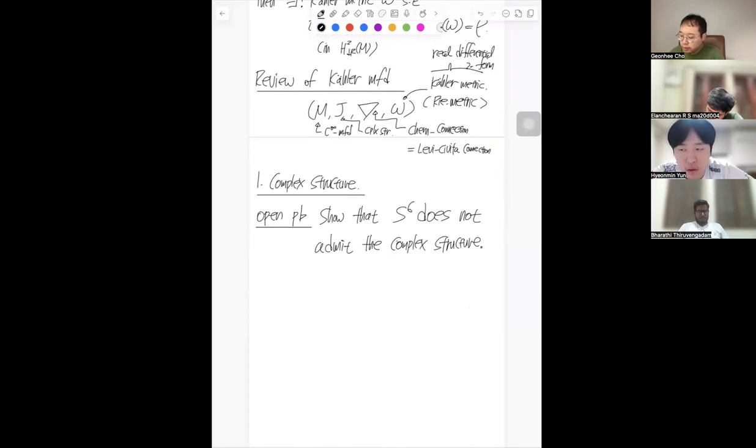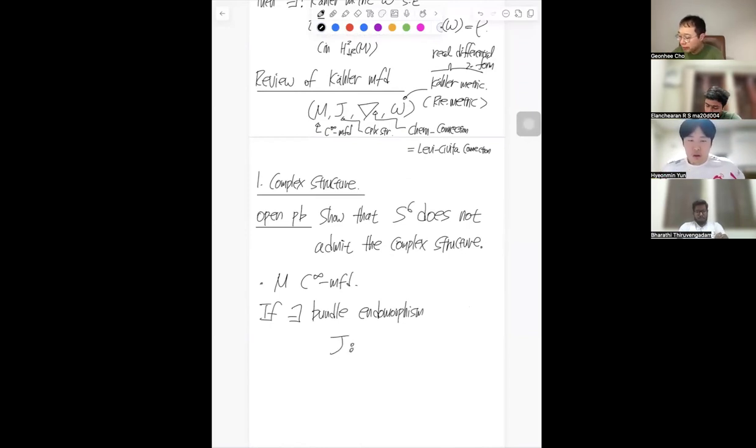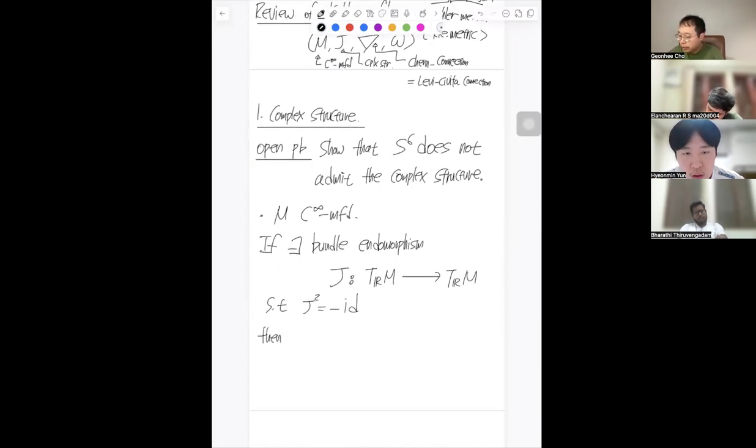But anyhow, the complex structure requires a smooth manifold first. So we have a smooth manifold. Then the complex structure means that we start from the almost complex structure. If you have a so-called bundle endomorphism, usually denoted by J, this is a map from the real tangent bundle to itself, such that J squared is equal to negative identity. Then we call this pair (M, J) an almost complex manifold, not the complex manifold yet.